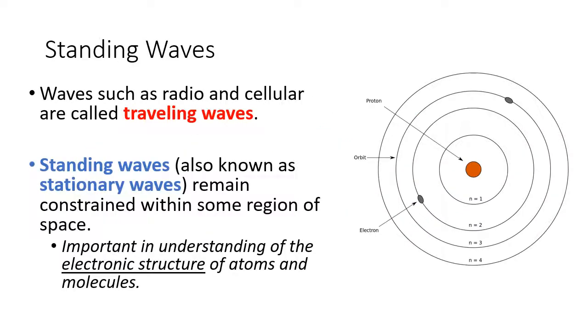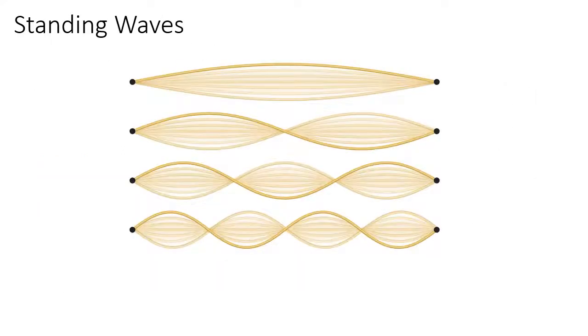Not all waves are always moving. Waves such as radio and cellular waves that propagate through space are referred to as traveling waves. But there are also standing waves, which are also called stationary waves. These remain constrained within some region of space, and they are important in understanding the electronic structure of atoms and molecules.